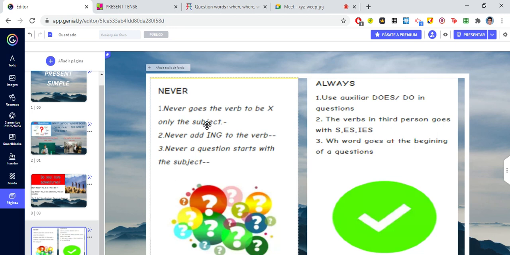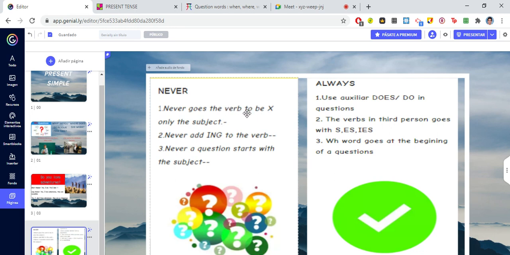So something to remember is that never in the simple present goes the verb to be. Okay, I never say I am play soccer or she is play soccer. No, you don't use the verb to be. You say I play soccer, she plays soccer, never the verb to be.